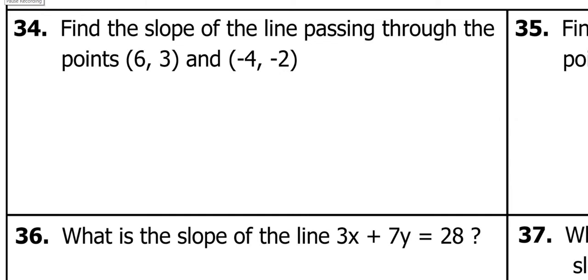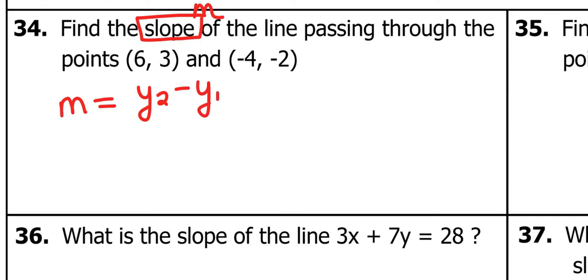Find the slope of the line passing through the points 6, 3 and -4, -2. So we're finding the slope of a line, and we're given 2 points. To find the slope, m, of a line, when you don't have a graph, you're going to use the slope formula, and it looks like this. M equals y2 minus y1 over x2 minus x1.